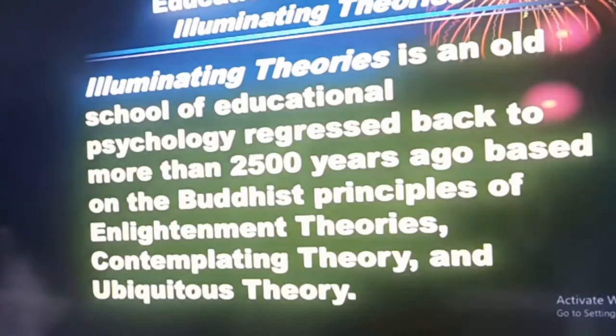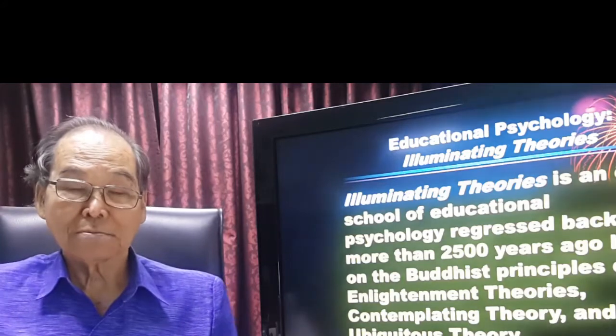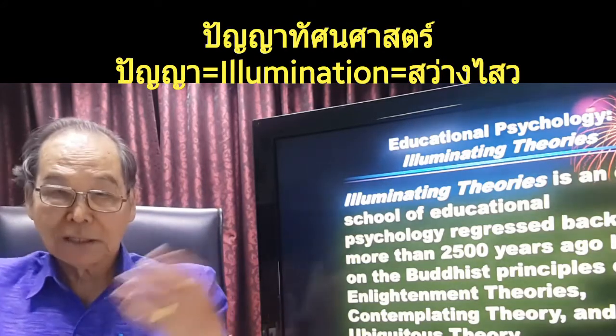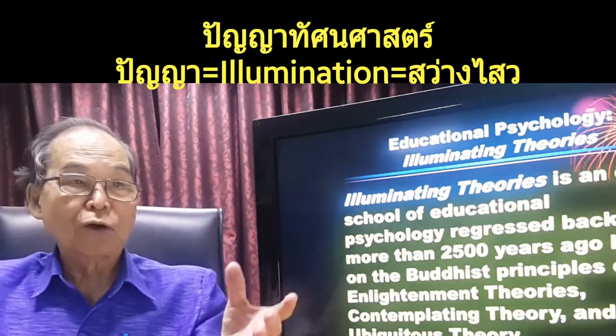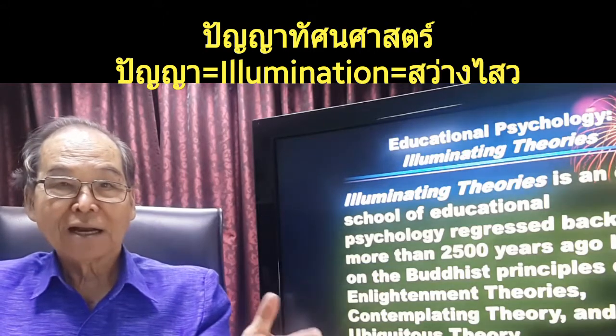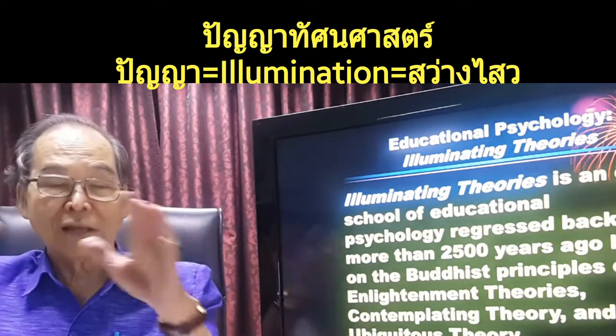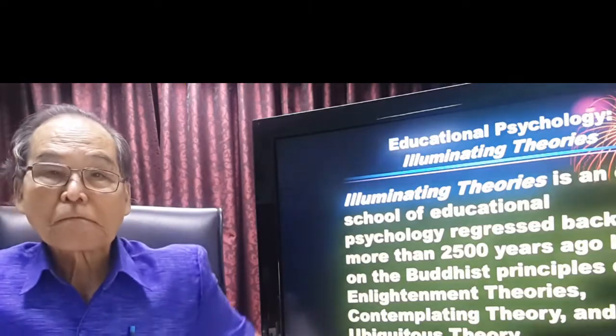Now the third learning psychology is called Illuminating Theories. Illuminate, the word, means make it bright. The room is dark. It's suddenly illuminated. That means you can see things, the light coming in.